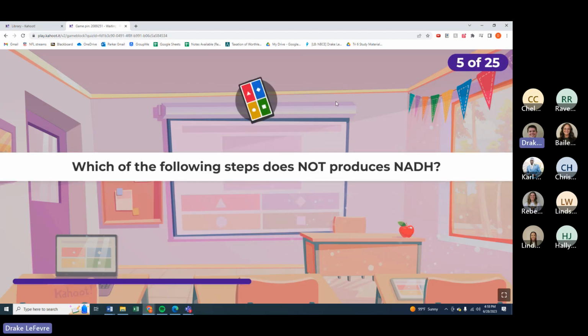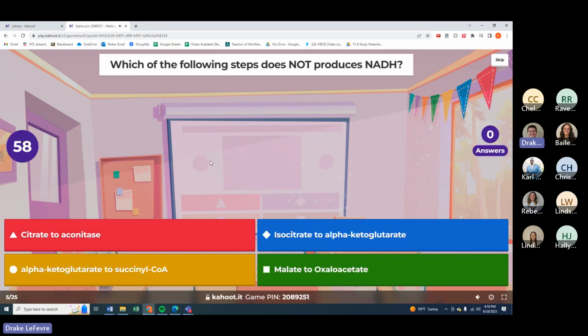Becca's still in the lead. Okay, so which of the following steps does not produce NADH? This is kind of getting a little bit deeper into the material.